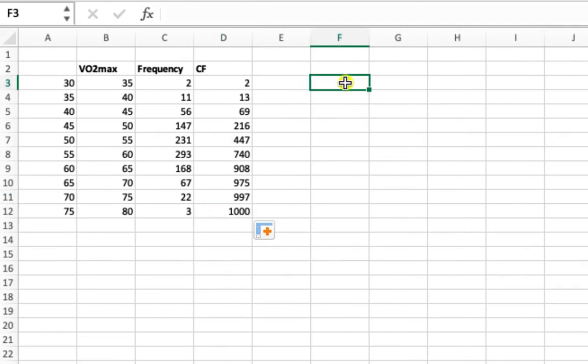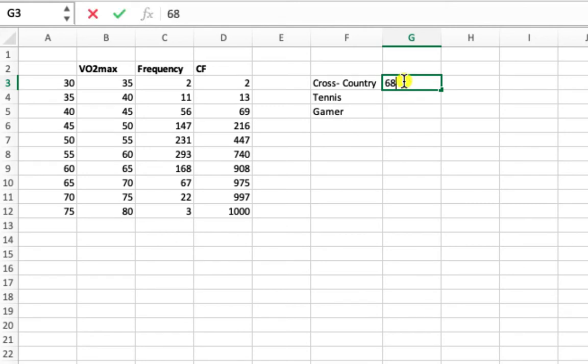I'm then going to record each of the values for the three people that we're assessing. We had a cross-country runner, a tennis player, and a gamer, and their VO2s were listed as 68, 47, and 36. Those are the actual VO2 measurements that we've taken. We've said that these were high, average, and low VO2 values if we had compared each of these people to a population. Then we want to calculate their percentiles based on this sample distribution that we've collected.